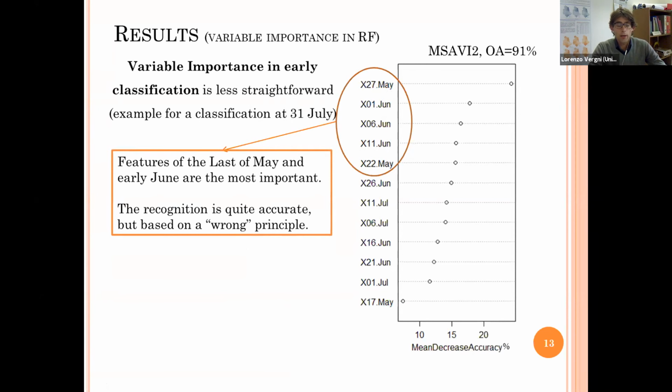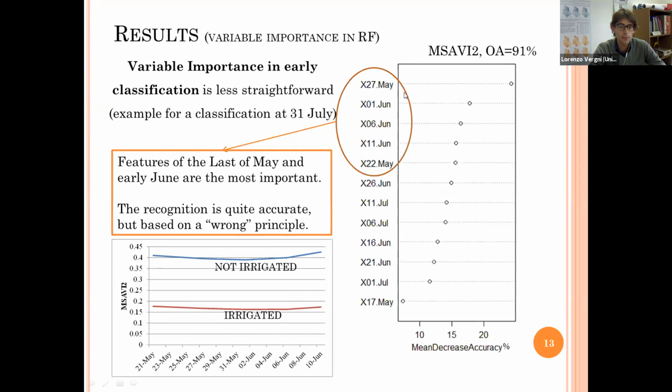In practice, we carried out a more detailed analysis, and we found that in this period, random forest is really able to perform a correct distinction between irrigated and not irrigated crops, because actually the mean value of vegetation indexes for irrigated crops is really lower than the same value for not irrigated crops. So the classification is correct. Random forest is able to perform this distinction, and so to outperform dynamic time warping.